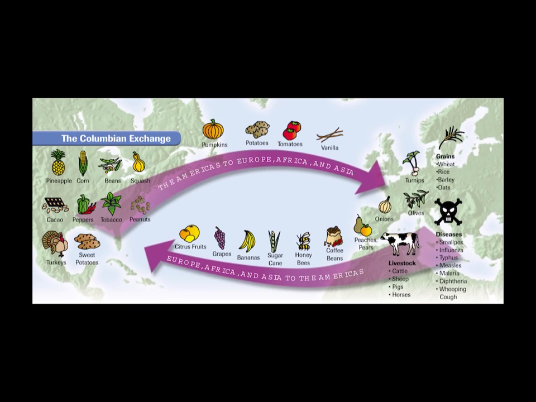Here's a diagram of the Columbian Exchange. You can see the products that existed in the New World prior to its discovery by Columbus, and you can see the products or the diseases that existed in the Old World. Once the explorers came to the Americas, these goods got exchanged between East and West.